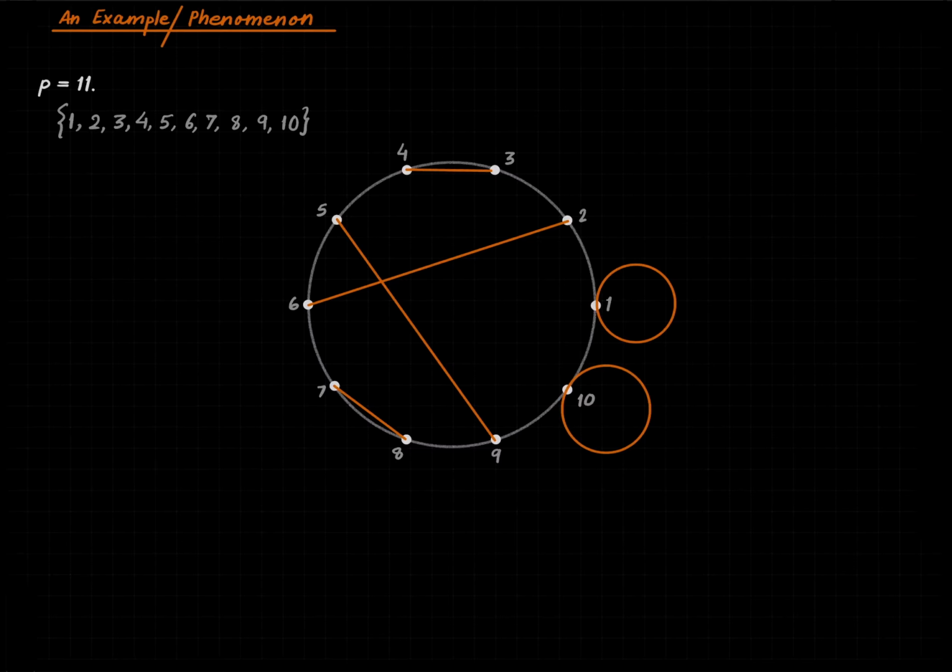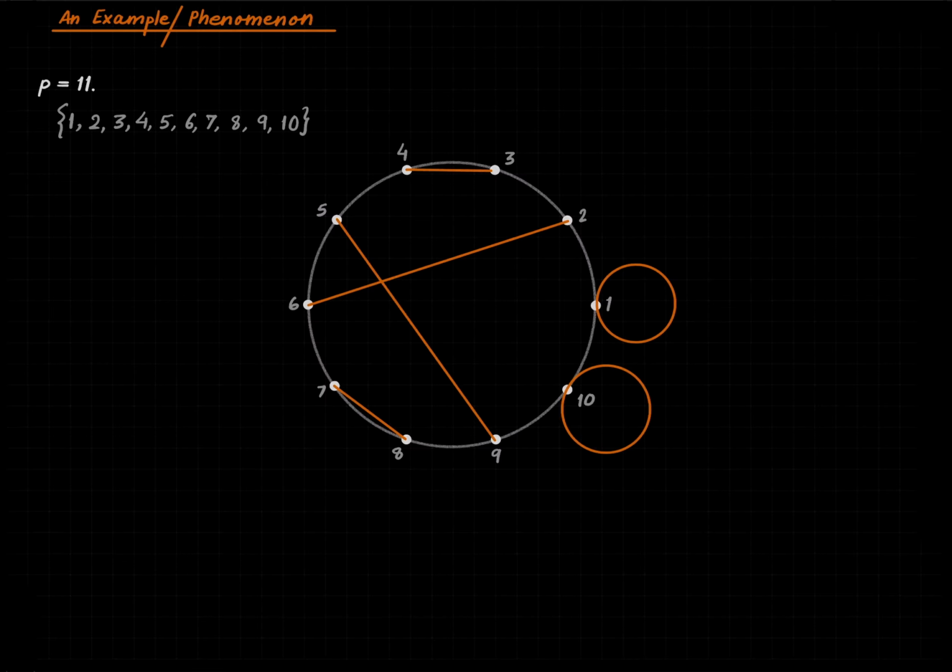Inverses come in pairs. If 6 is the inverse of 2, then 2 is the inverse of 6, clearly. So we are just recording via these edges, as they are called. These lines and these loops are called edges. Via these edges, we are just recording the inverses of every remainder. Okay?